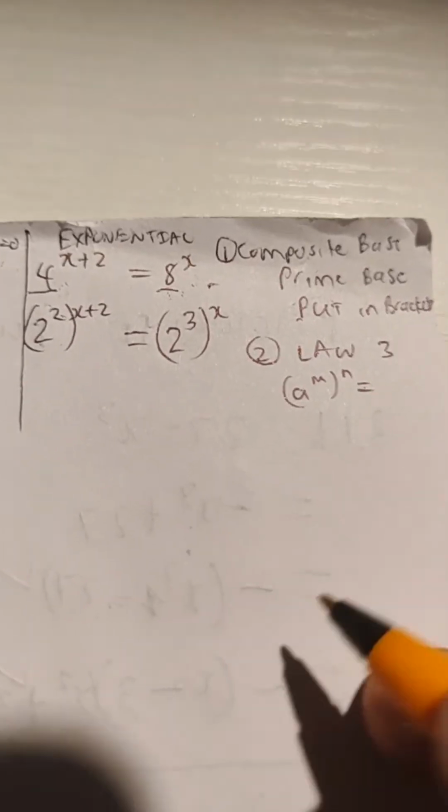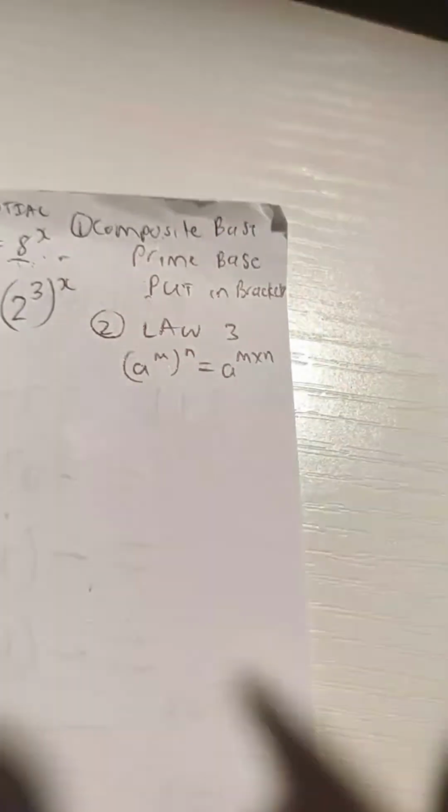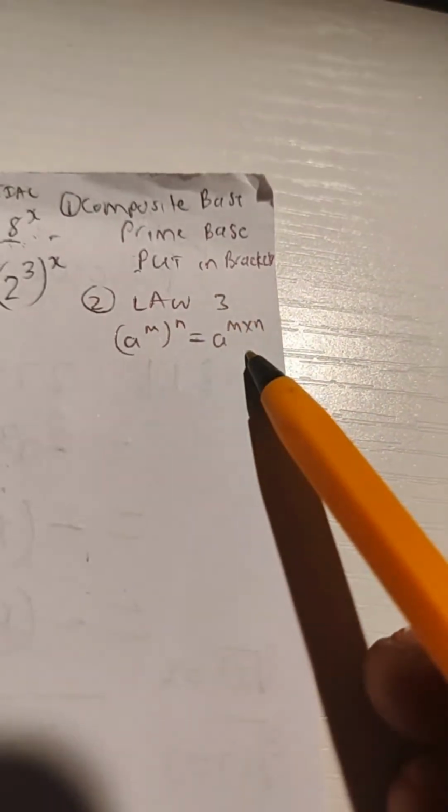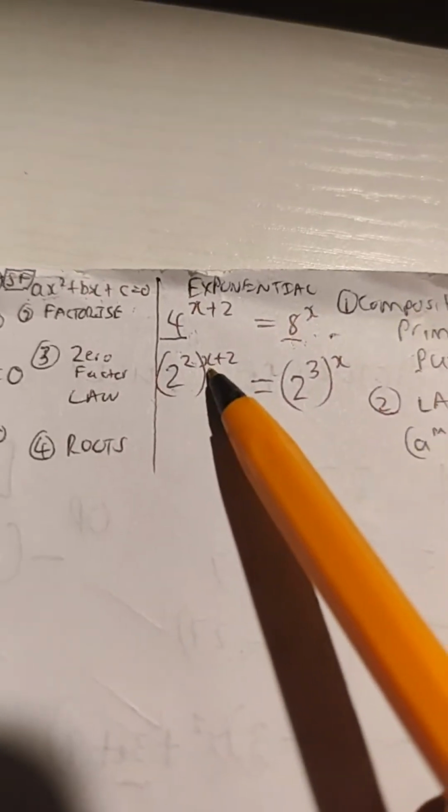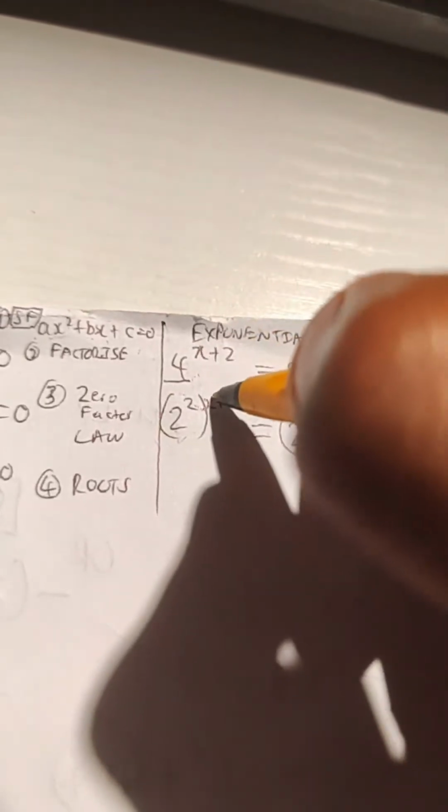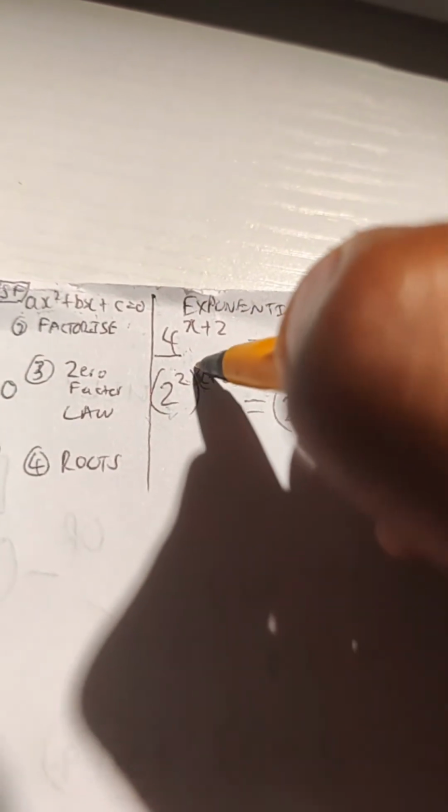Okay, that's step 1. Step number 2, we can now apply law number 3. What does law number 3 say? It says when you have a base raised to a certain exponent and there's another exponent on the outside of that bracket, you can simply multiply the exponents, m times n. So we're going to do that likewise here. You have 2 to the power 2. There are 2 terms outside this bracket.